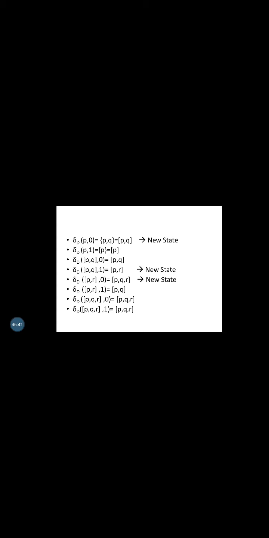Now delta D of PQ, 0 is considered as delta of P, 0 union delta of Q, 0, which results in PQ. Similarly, delta D of PQ, 1 results in PR. Again, PR is a new state. Now we apply delta D of PR, 0 and delta D of PR, 1. Now we get one more new state, that is PQR. So we apply delta D of PQR, 0 and delta D of PQR, 1, which result like this. Now there is no more new state, so we stop the process.